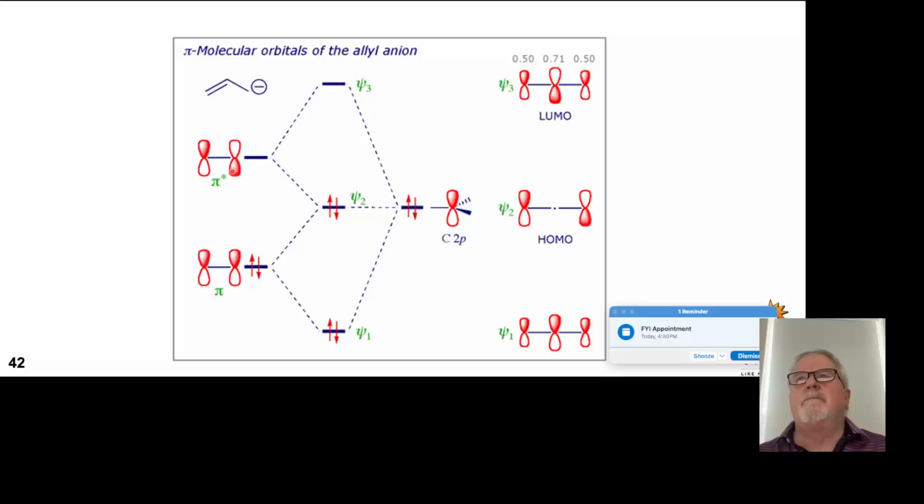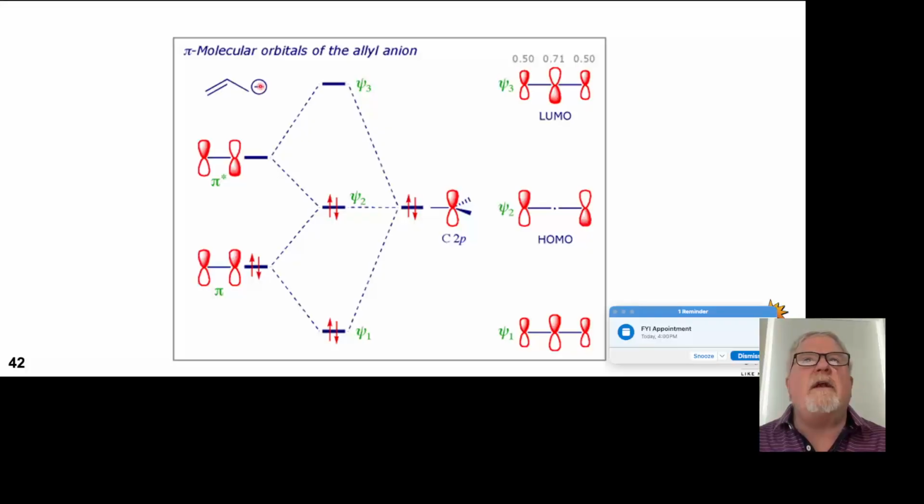Okay. So the allyl anion. Let's count the electrons in this allyl anion. We have a carbon-carbon double bond. There's 2 electrons in there. And over here, we have carbon, and there's 2 electrons in here, because if there was only 1 electron in there, it would be a neutral molecule. Because it's a negatively charged compound, we have to put an additional electron in, so we have 4 electrons.